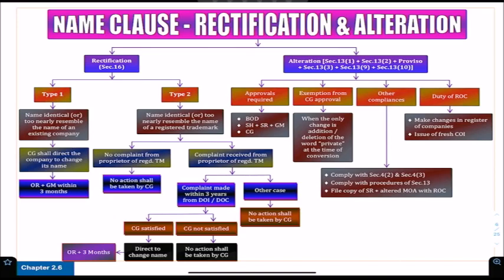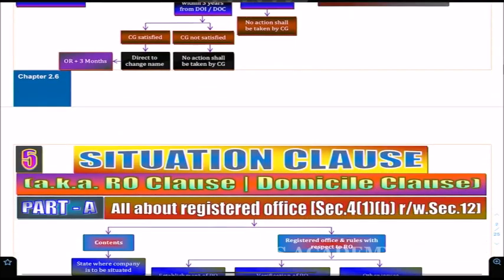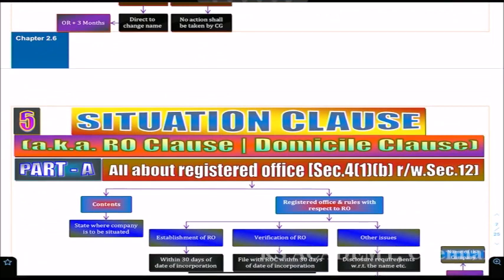Name clause, rectification and alteration. After that, which clause will start, sir? Situation clause. Simply, I tried my level best to include everything inside the chart's material without excluding anything. You can check with the study material also. No problem, at home you do that. Not even a single point I missed.